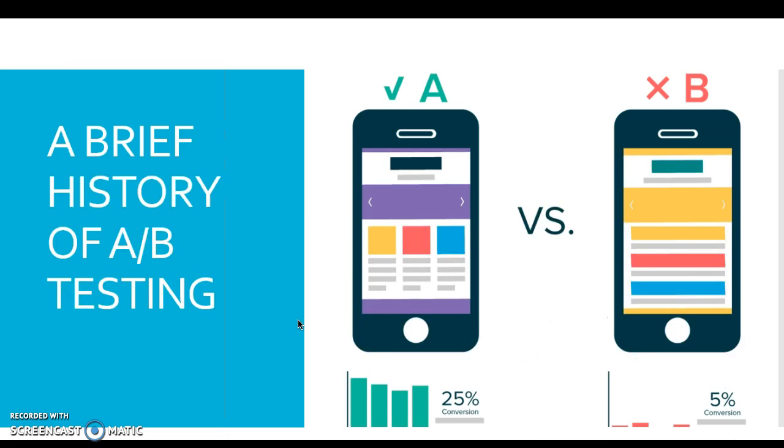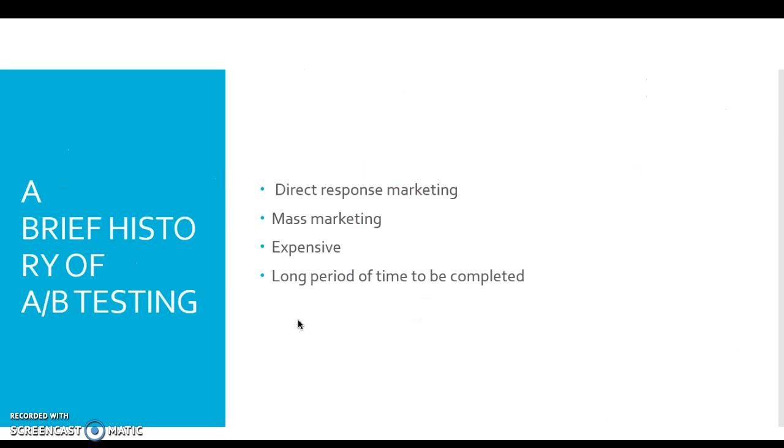So, a brief history of A/B testing. In this chapter we're going to focus on A/B testing, and it derives from an old version of it. I would say it comes from direct response marketing and mass marketing. It derives from these two techniques, which are very simple.